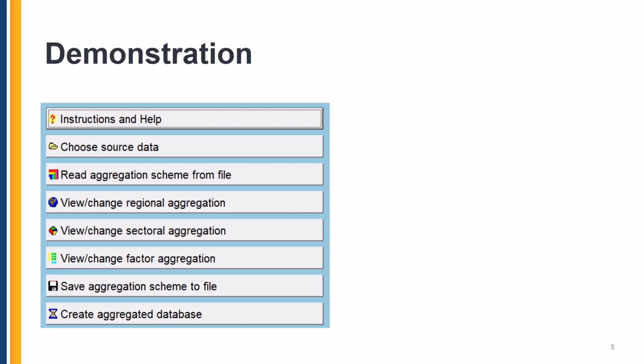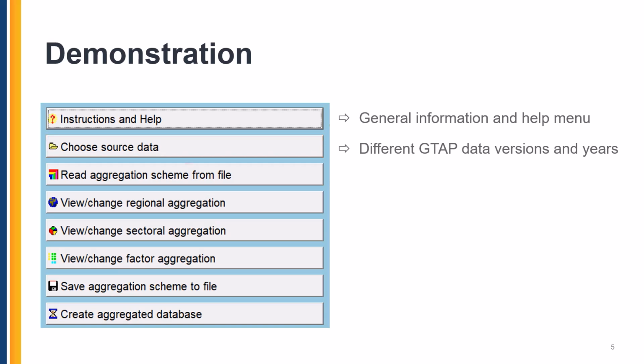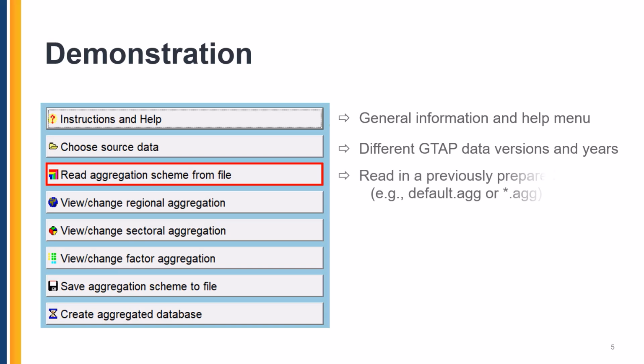After launching the GTAPAgg software, you'll notice there are 8 clickable categories from which to choose. The first, Instructions and Help, provides general directions and help with the software. The second, Choose Source Data, allows users to choose different GTAP database versions and reference years. The third, Read Aggregation Scheme from File, allows users to read in a previously prepared aggregation scheme.